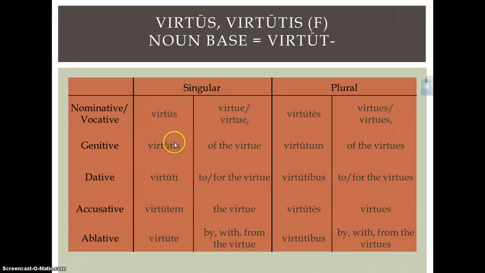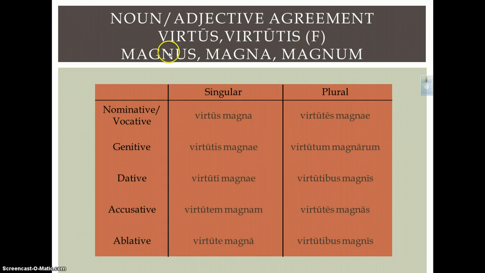Again, we've got that blank, is, i, em, e, es, um, ibus, es, ibus. It's going to decline exactly the way you expect. And again, if you want to talk about great virtue, this is a feminine noun, therefore we're going to use the feminine form of the adjective, virtus magna, in all of its different forms. Why don't I give you a second to write down this chart.